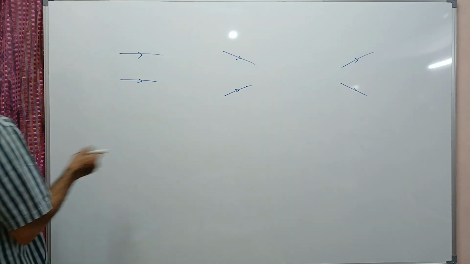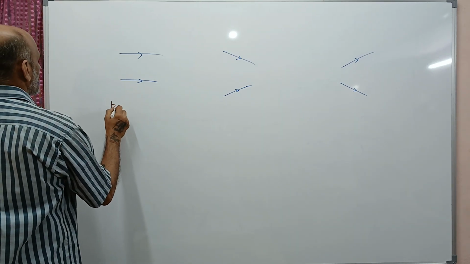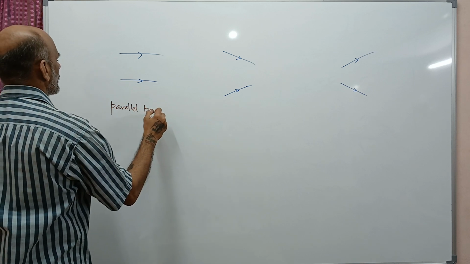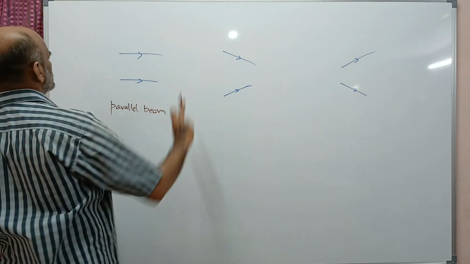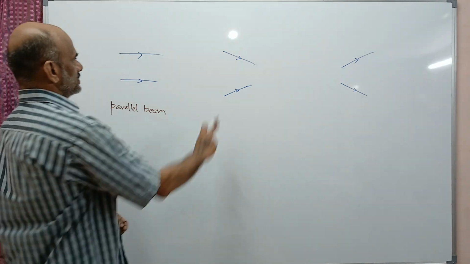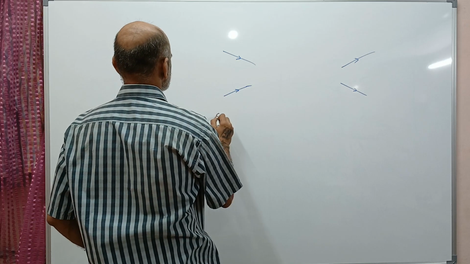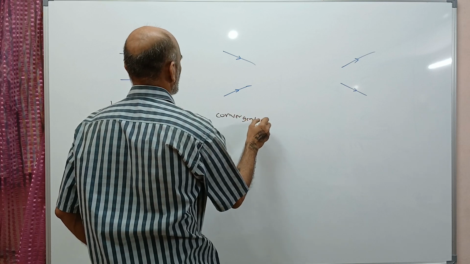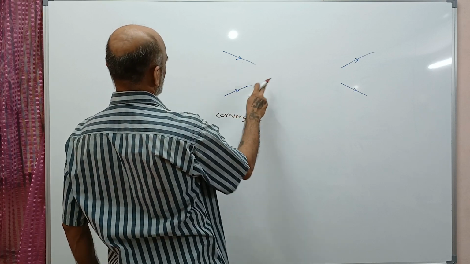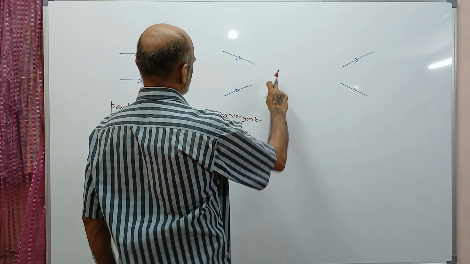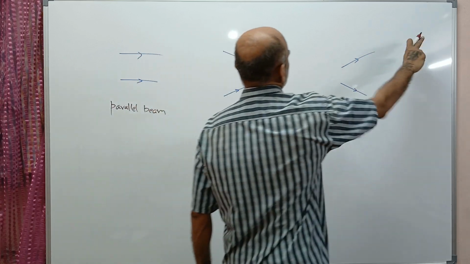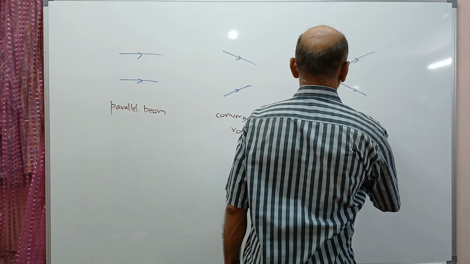First one is parallel beam of rays. So these two light rays will never meet. This one is convergent rays. Along the direction of propagation of the light, if you proceed further, it will meet somewhere here. So these are convergent rays. And this will never meet. So these are divergent rays.